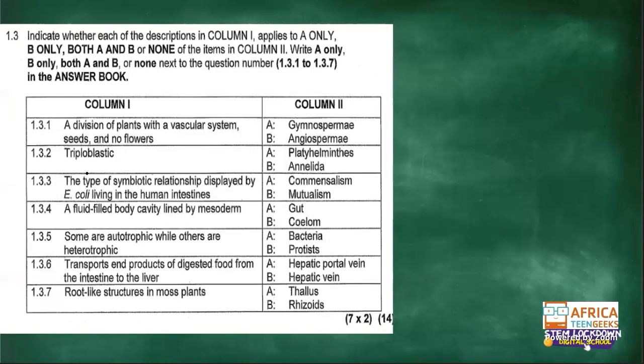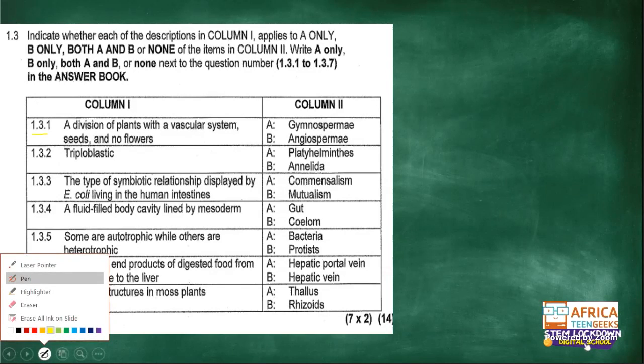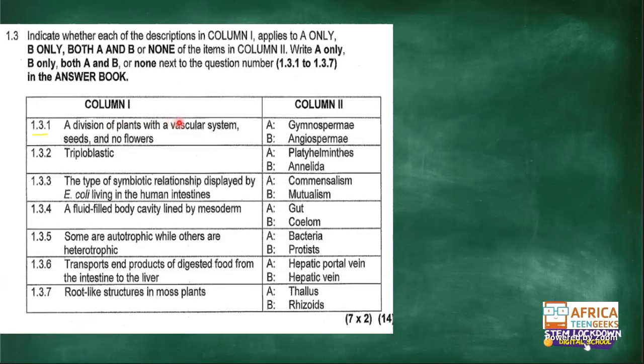Next question, it is match column A and B. Remember with this one, you write the number 1.3.1 and then you write A only or B only or both A and B. Question 1.3.1, a division of plants with a vascular system, seeds and no flowers. There's a vascular system, there are seeds, but there are no flowers.